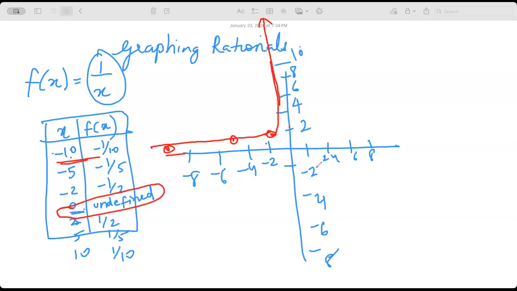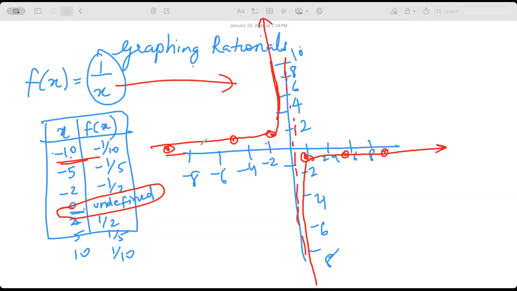Now for 2 it's a half. So somewhere here, right? Then for 5 it's 1 by 5, which is less than that, and then 1 by 10. It's trying to merge with the x-axis, but it is never going to merge. So somewhere from infinity it comes like this and then keeps going like this. Make sense, guys? So at the 0 point, the graph does not have a value. This is the parent rational function 1 by x.